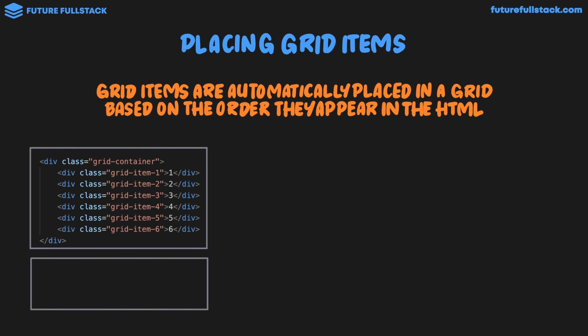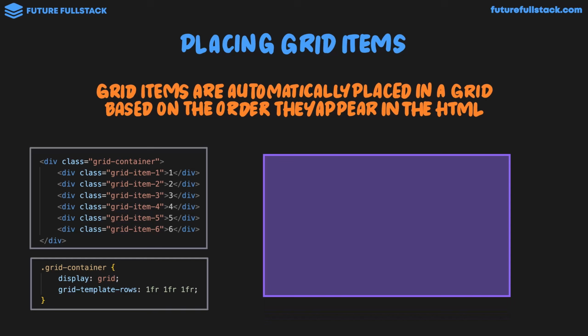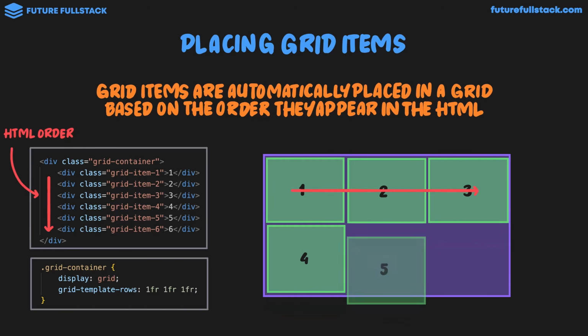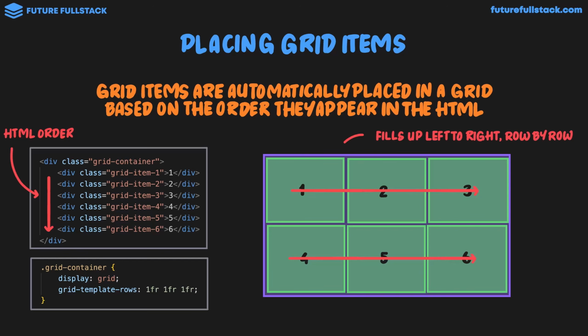In the CSS file, in the grid container class, we've activated grid with display grid, and given this grid 3 columns, each 1 fractional unit. In diagram form, we have our grid container, and our grid items are going to be positioned based on their order in the HTML, where the HTML order is going from top to bottom. So by default, our grid items are positioned like this. In the first row, we have grid item 1, grid item 2, and grid item 3, going from left to right. And in the second row, we have grid item 4, grid item 5, and grid item 6, going from left to right. So by default, grid items fill up from left to right, row by row.